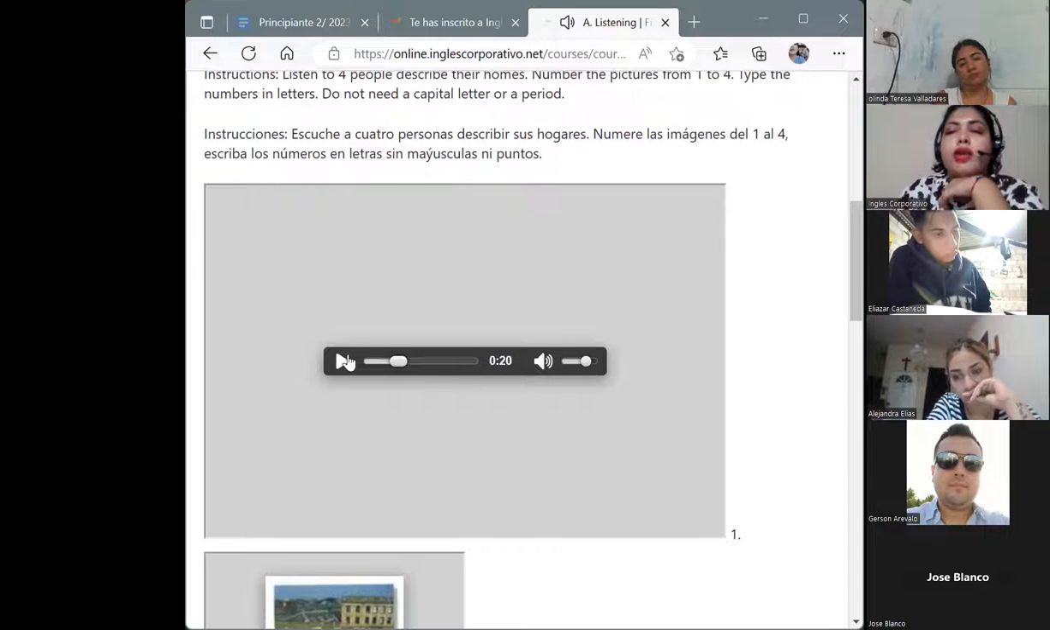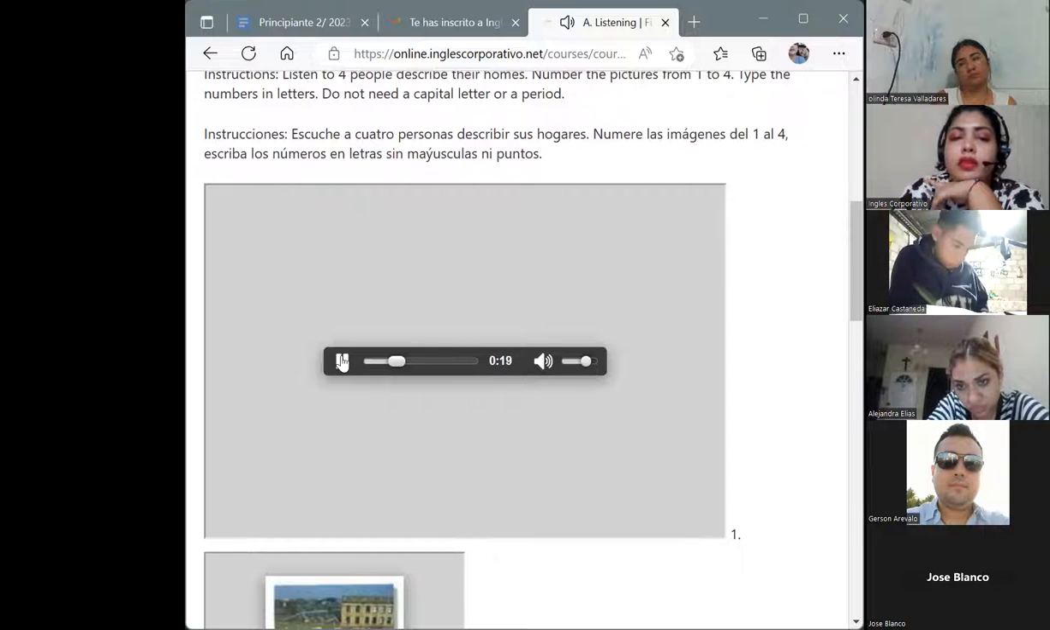So in this case, someone is saying that the family is living in a first floor. The pictures from 1 to 4. 1. My family lives on the first floor of a house. The first floor of a house.